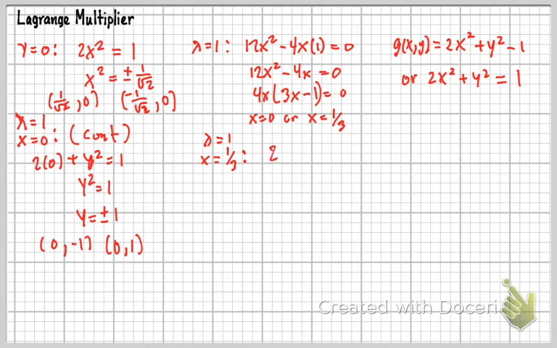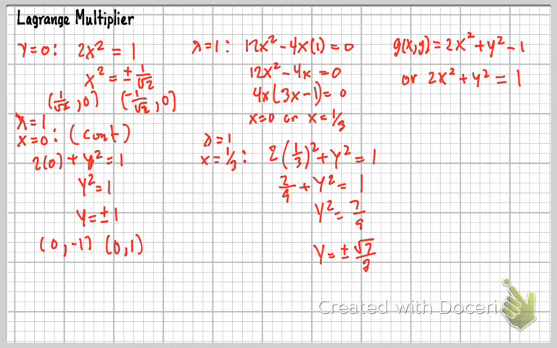So that's going to be 2 times (1/3) squared plus y squared equals 1. So that's going to be 1/9. So honestly, we just have 2/9 here plus y squared equals 1. So when I move that over to the other side, I subtract it. So I'm going to get y squared equals 7/9, and then square root both sides. So y equals plus or minus the square root of 7 over 3. And that's going to be the other values for that.